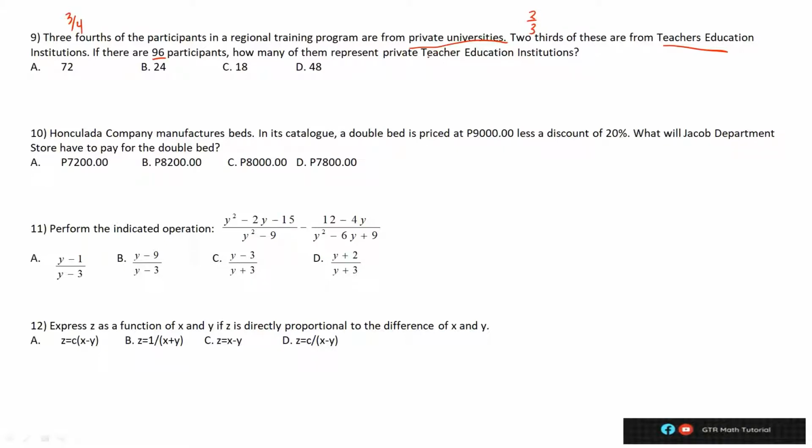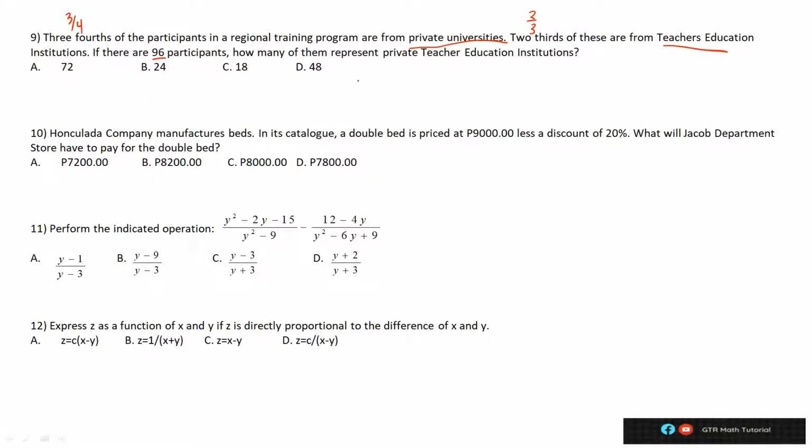Okay, so simple lang, no? So kunin lang natin yung 3/4 kasi 3/4 daw ng participants ay from private universities. Then 2/3 of these came from a teacher's education institution. So 96 ang participants. So how many of them represent private teacher education? So all we have to do is get the 3/4 of 96 and then after that get the 2/3. Or para mas madali, i-multiply natin ng diretso. So 3/4 times 2/3 times 96.